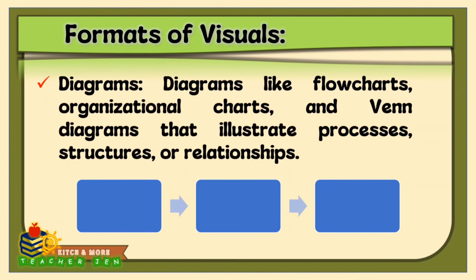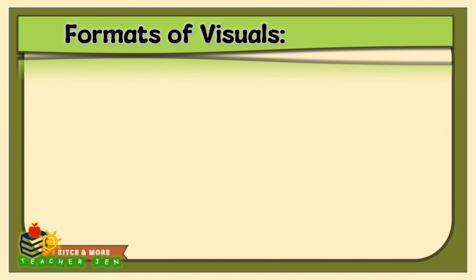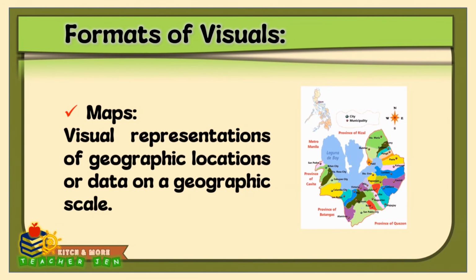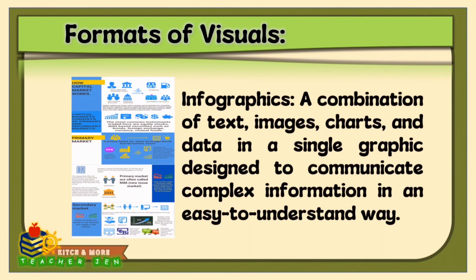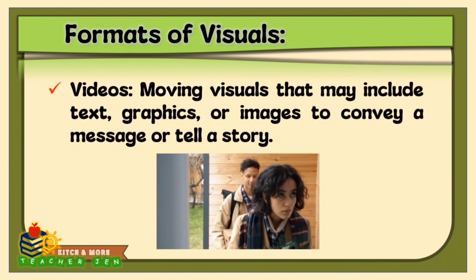Also, we have visuals like maps, visual representations of geographic locations or data on a geographic scale. There is also what we call infographics, a combination of text, images, charts, and data in a single graphic designed to communicate complex information in an easy-to-understand way. And lastly, we have videos, moving visuals that may include text, graphics, or images to convey a message or tell a story, just as with this one.